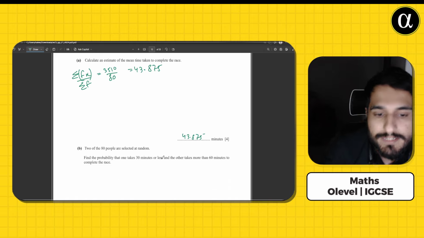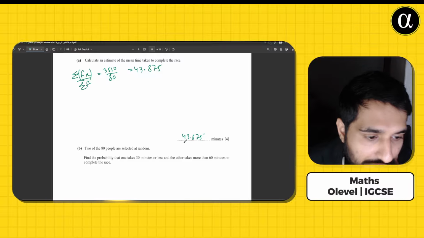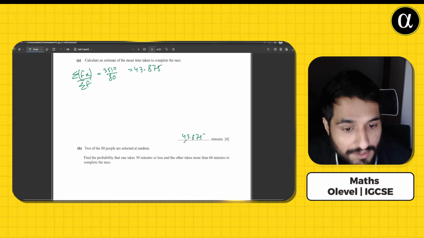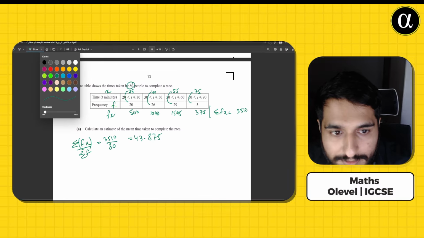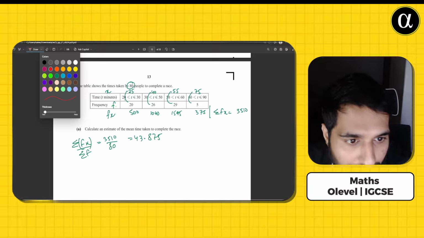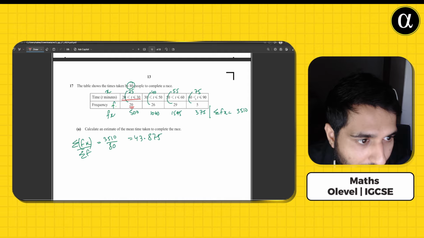Now, part B. It says 2 of the 80 people are selected at random. Find the probability that one takes 30 minutes or less and the other takes 60 minutes or more to complete the race. So let's see what is 30 minutes or less. So this data was 30 minutes or less. That means this frequency, and this is going to be 60 minutes or more, which means this frequency.